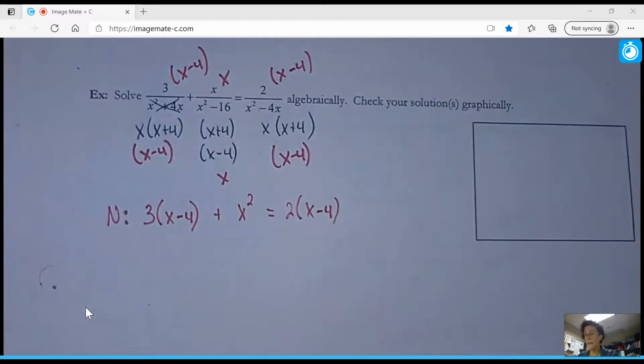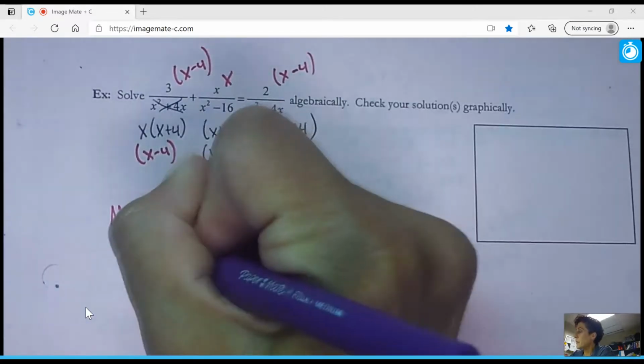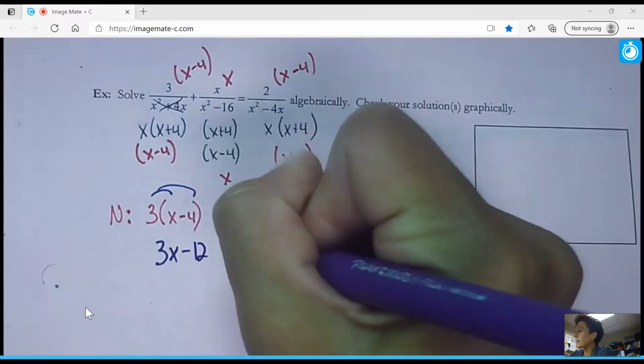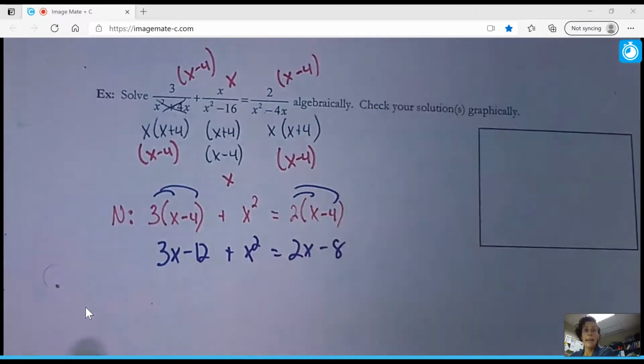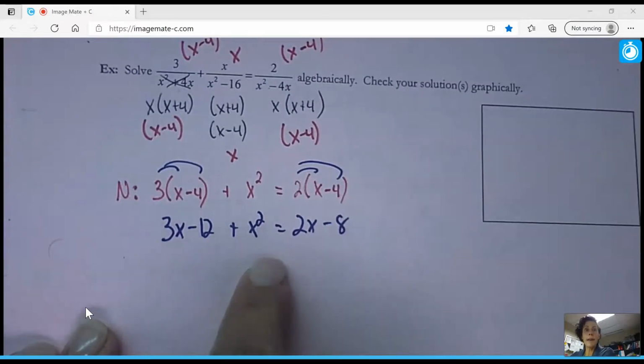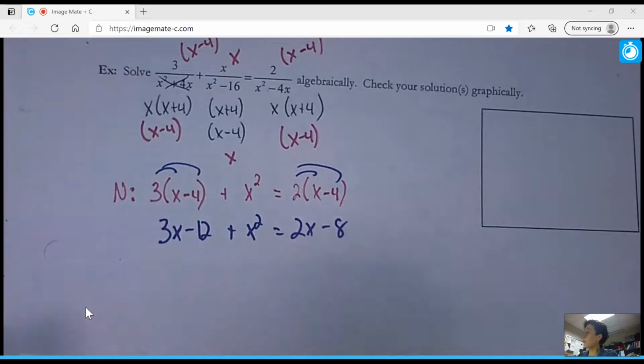So now to start solving for x, get rid of those parentheses, I'm going to distribute. So I get 3x minus 12 plus x squared. Here I get 2x minus 8. And so now I have more than one type of x. I'll need to get it into standard form. So let's bring these over here.